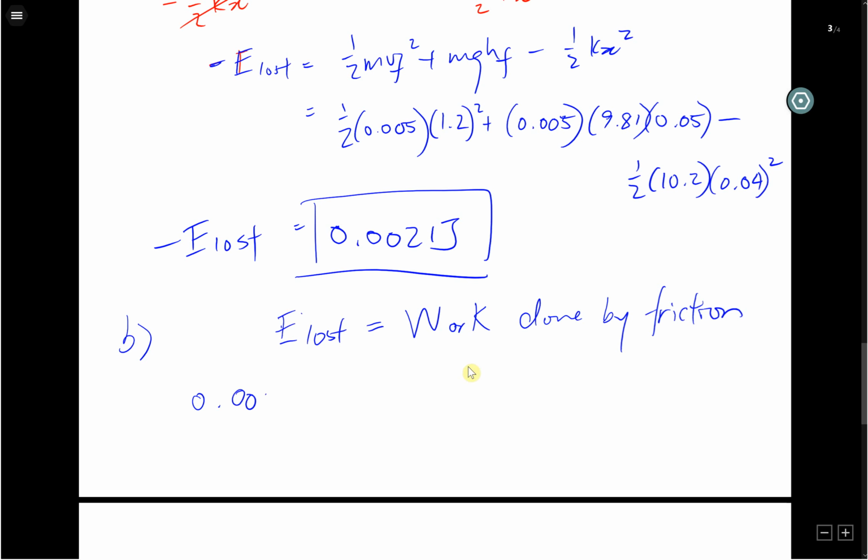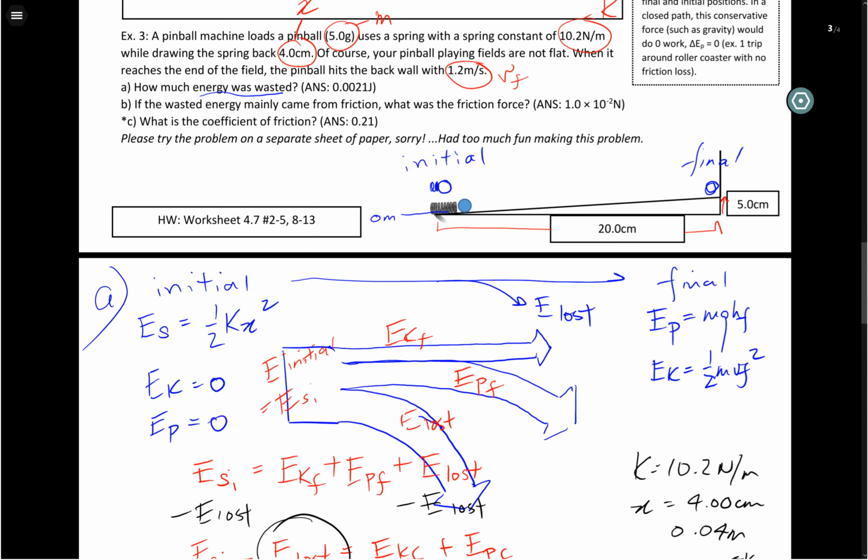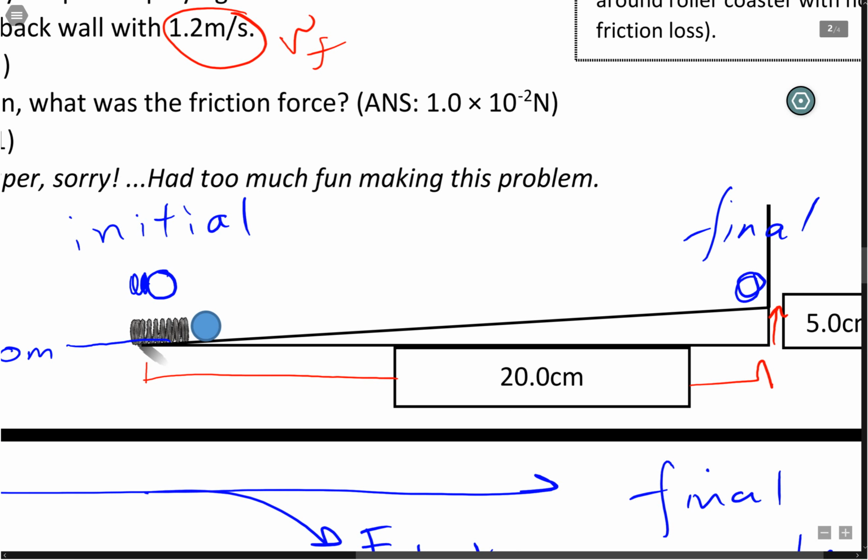0.0021 joules, the non-rounded value, of course. This is the work done by friction, and we know that the work is the force times displacement times cosine theta. If we go back to the diagram, assume a ball is somewhere here or anywhere on this incline.